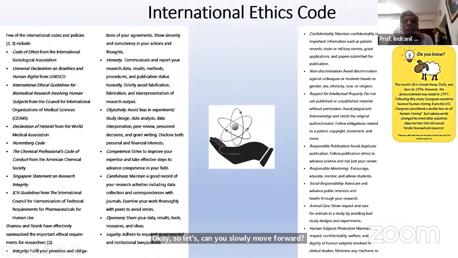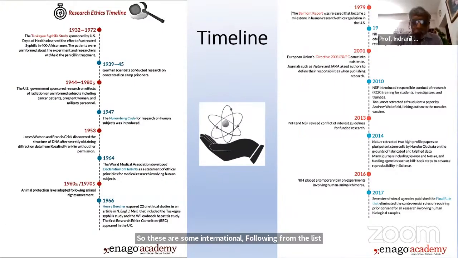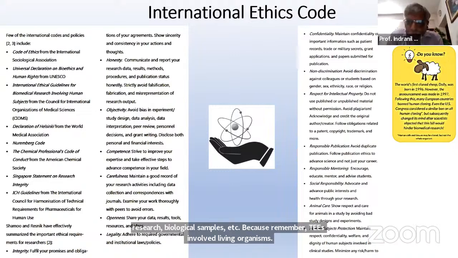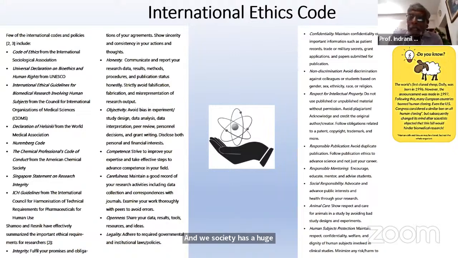So these are some international ethics codes that you can see, following from the list of ethical activities that you saw just now. These are some international ethics codes, like the Code of Ethics from the International Sociological Association, the Universal Declaration on Bioethics and Human Rights from UNESCO, and International Ethical Guidelines for Biomedical Research involving human subjects. Why, you might ask me, so much stress on biomedical research, biological samples, etc.? Because remember, these involve living organisms. And obviously, society has a huge responsibility towards living organisms. That's why they keep on harping on it.